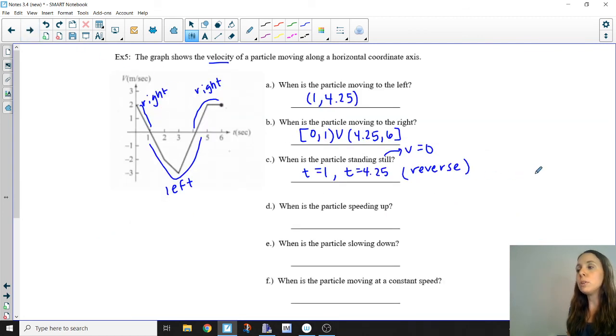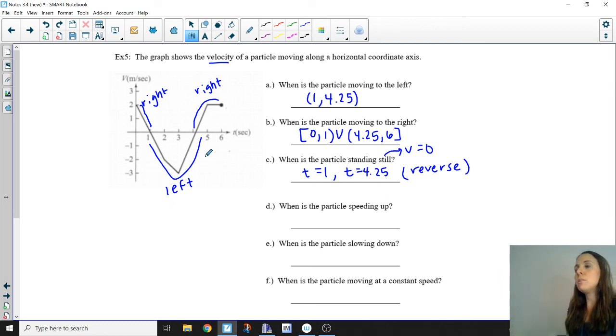Another thing you could do, which I'm not going to take time to do right now, is you could draw the speed versus time graph, and it is the absolute value of this, which would take those negatives and flip them across the t-axis so that they would all be positives. And then when it goes up, speed goes up. When it goes down, speed goes down.